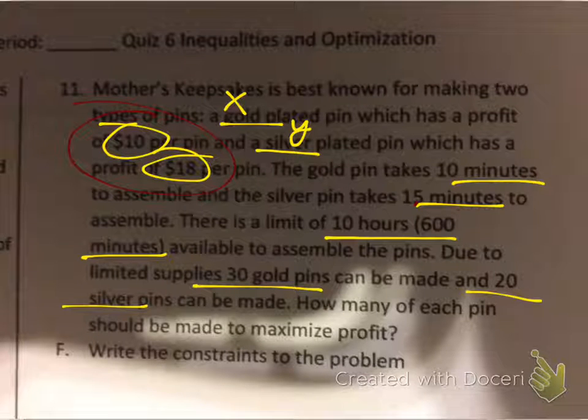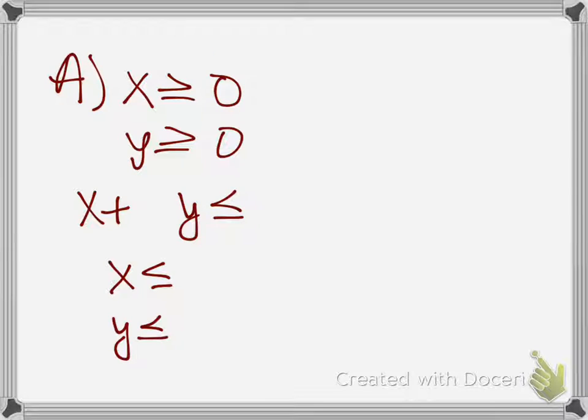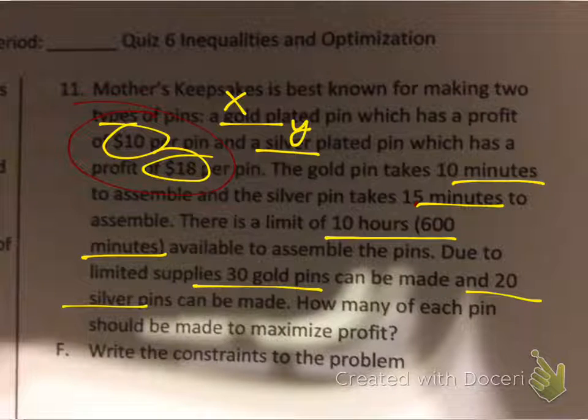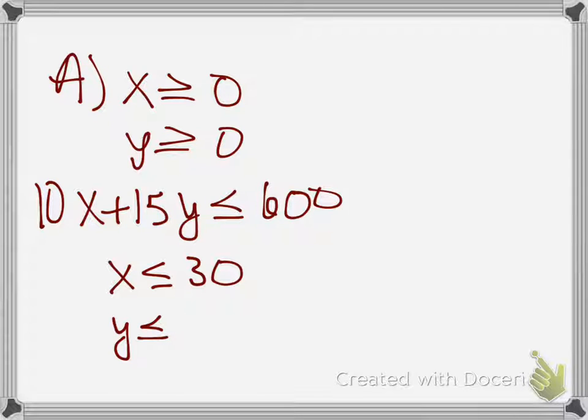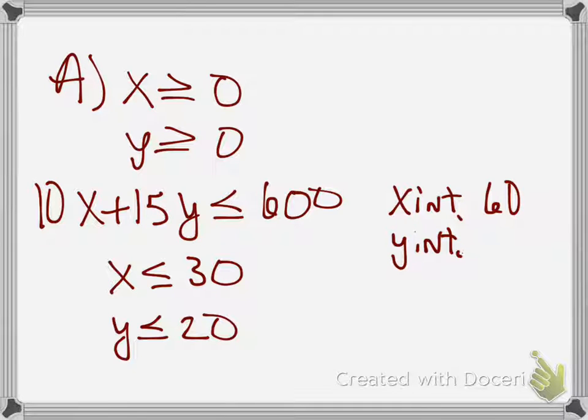Money amounts are for part D. So minutes, minutes, minutes: 10 minutes plus 15 minutes has got to be less than 600 minutes. And then I can make at most 30 gold and 20 silver. And then you can divide to get your x-intercept and your y-intercept. So 600 divided by 10 is 60. 600 divided by 15 is 45. And there you go.